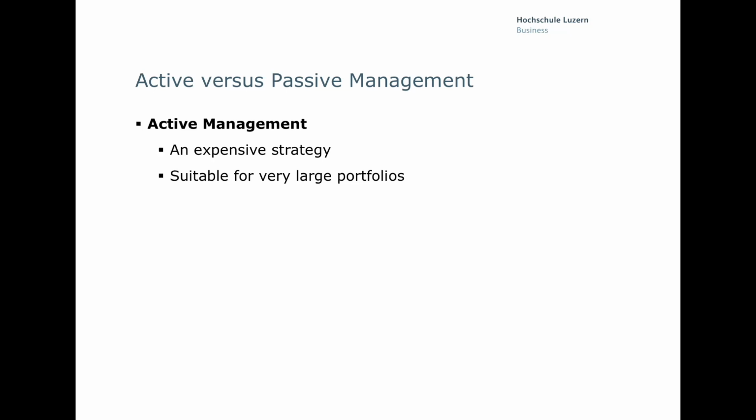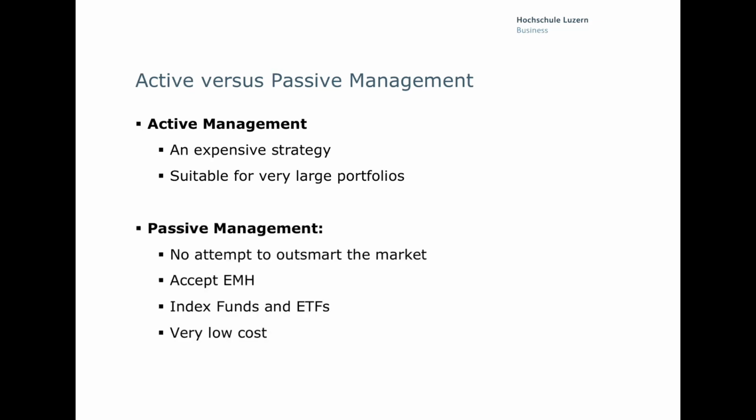Active management is more expensive and suitable for very large portfolios. Proponents of the efficient market hypothesis believe that active management is largely wasted effort and unlikely to justify the expense incurred. Therefore, they advocate a passive investment strategy that makes no attempt to outsmart the market. A passive strategy is usually characterized by a buy and hold strategy. A common strategy is to build an index fund or ETFs, exchange traded funds, at very low costs.